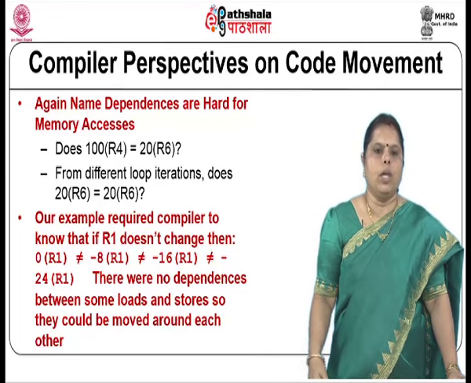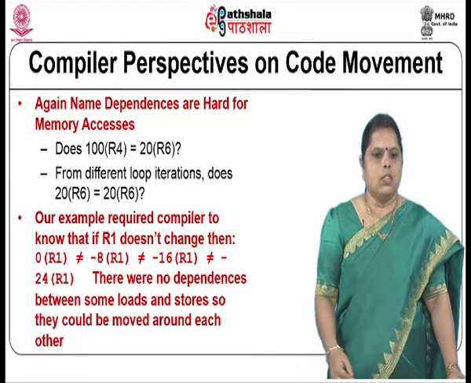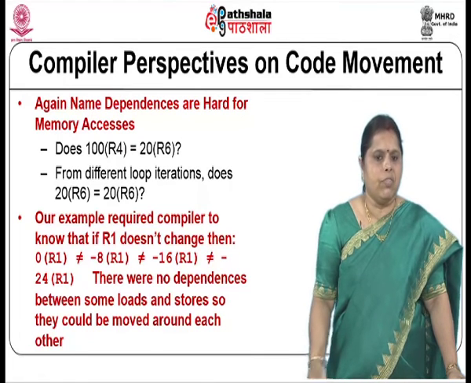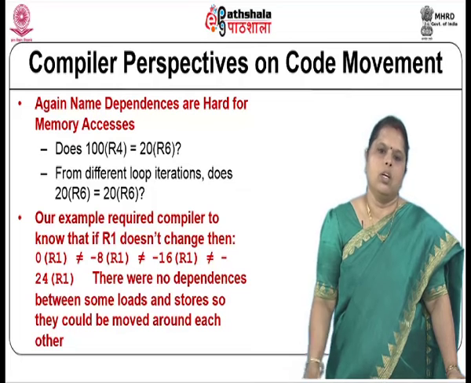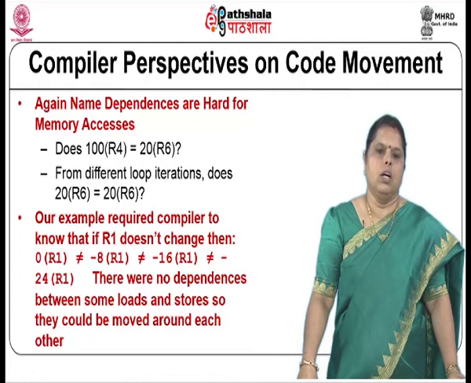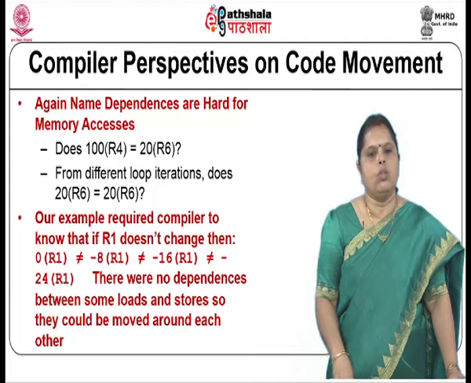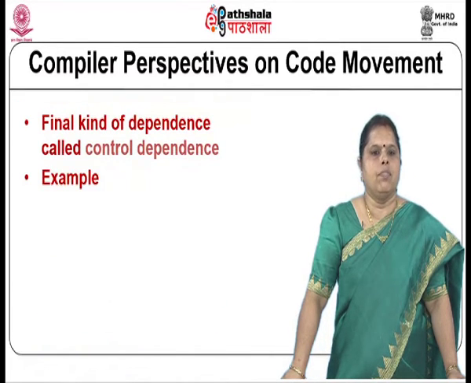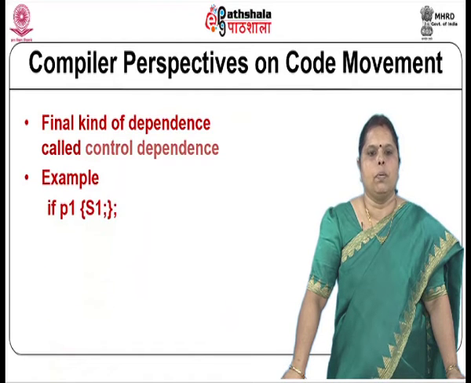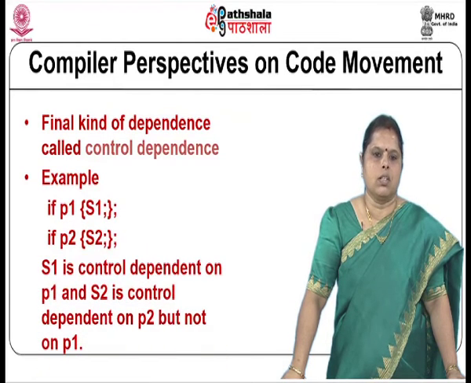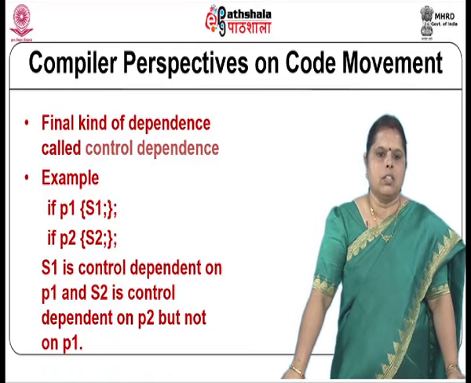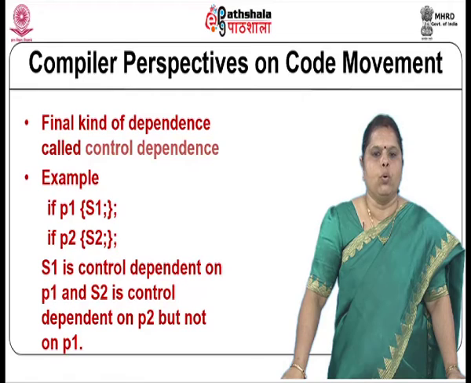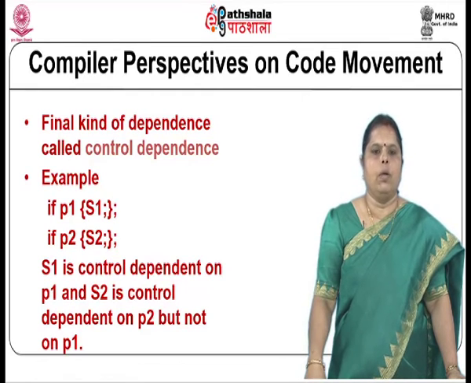In our example the compiler had to find out that 0(R1), -8(R1), -16(R1) and -24(R1) refer to different effective addresses because R1 does not change. So, there were no dependencies between these addresses; they are different addresses. So, it was possible for us to reorganize our load and store instructions. And the final kind of dependence, of course, is the control dependence, where you have a branch instruction. If an instruction S1 is control dependent on P1 and another instruction S2 is control dependent on P2 but not on P1, you will have to maintain the control dependence.